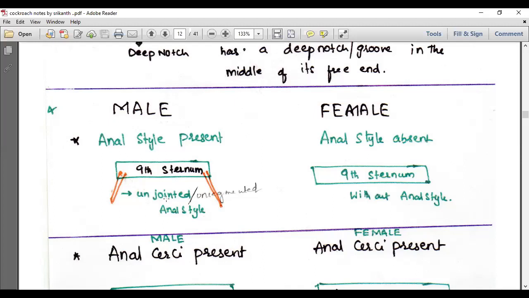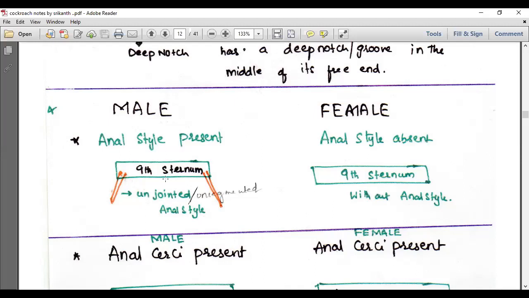So what is anal style? Anal style is an unsegmented or unjointed appendage that arises from the ninth sternum of the male, not the female. Okay, a question asked previously in the NEET examination: anal style is the characteristic feature of. The options given: male cockroach, female cockroach, male earthworm, earthworm and frog. Earthworm does not have separate male and female features. In that way, some options are there. So what is our answer? Anal style is the characteristic feature of the male cockroach.